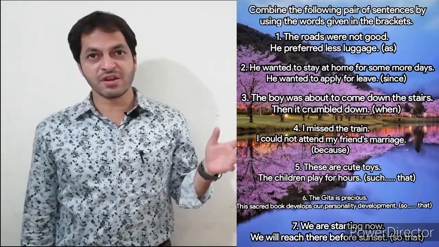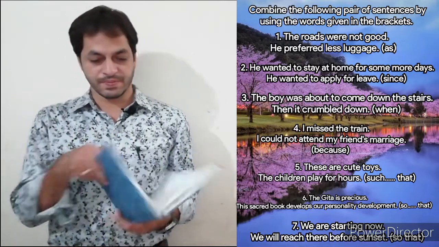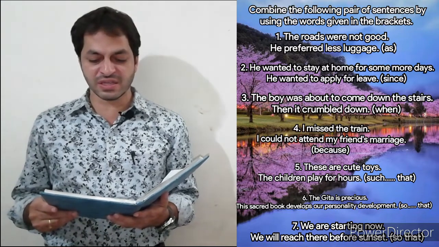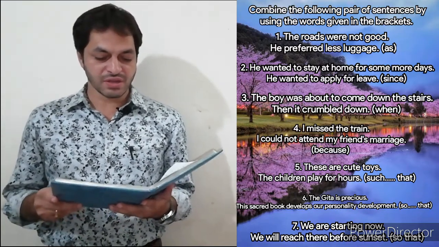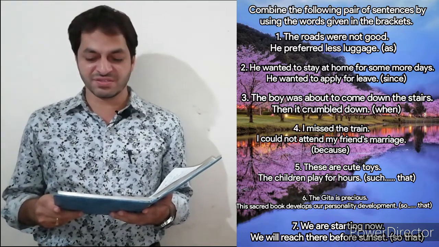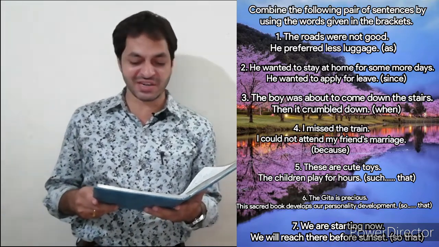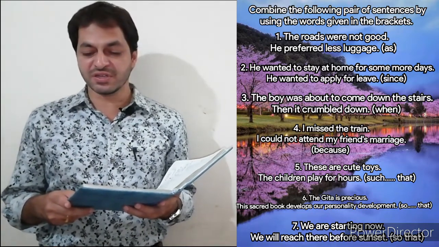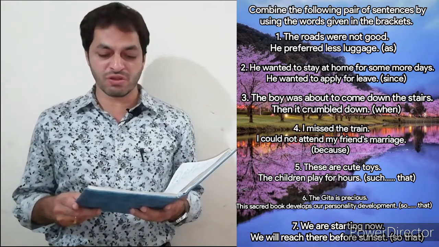Dear students, now I shall give an exercise for you. Combine the pairs of sentences by using the words given in the brackets. First one, the roads were not good. He preferred less luggage. We have to combine with the subordinating conjunction as. As the roads were not good, he preferred less luggage. This is adverbial clause of reason.